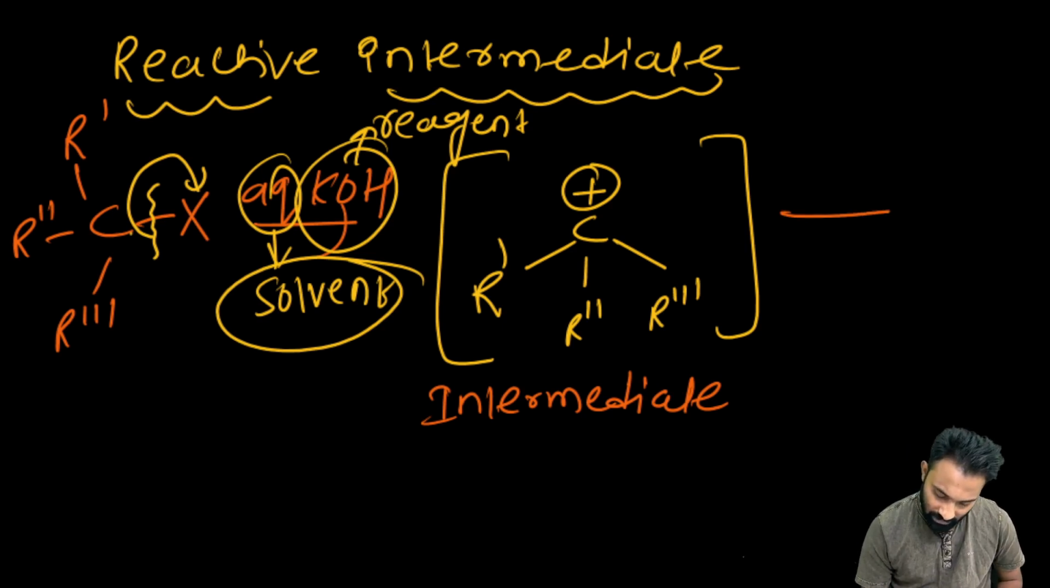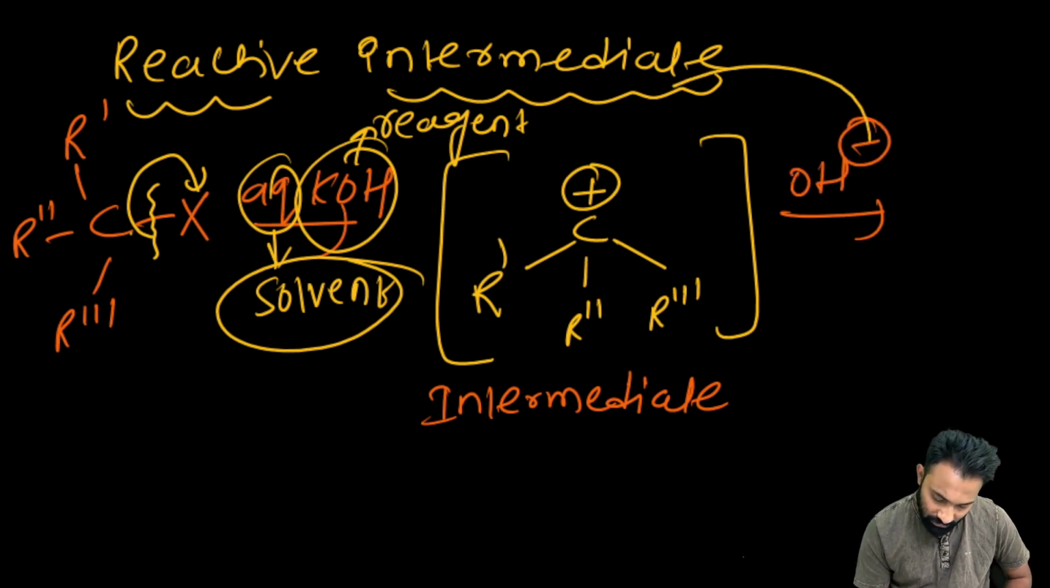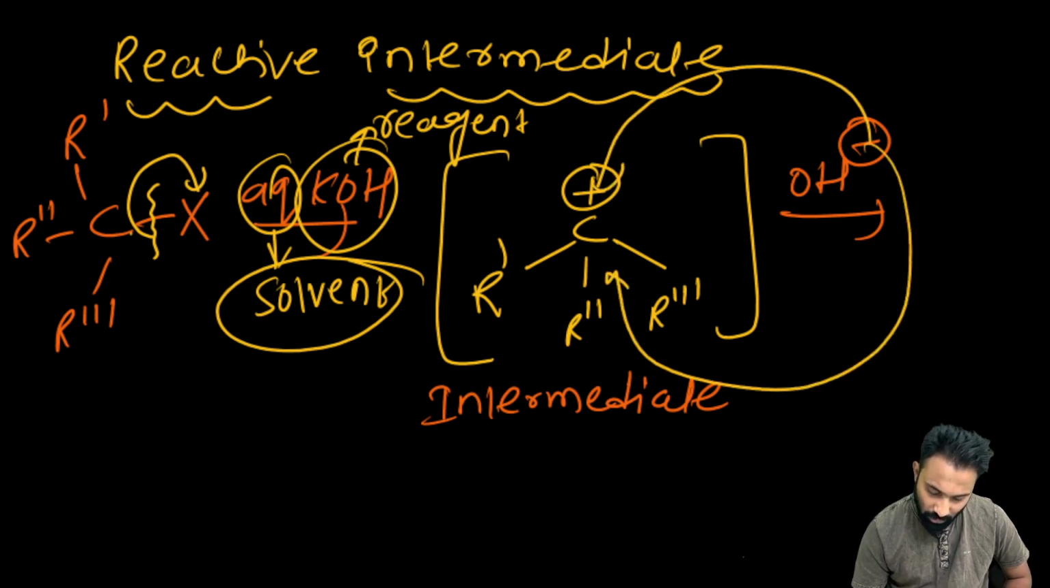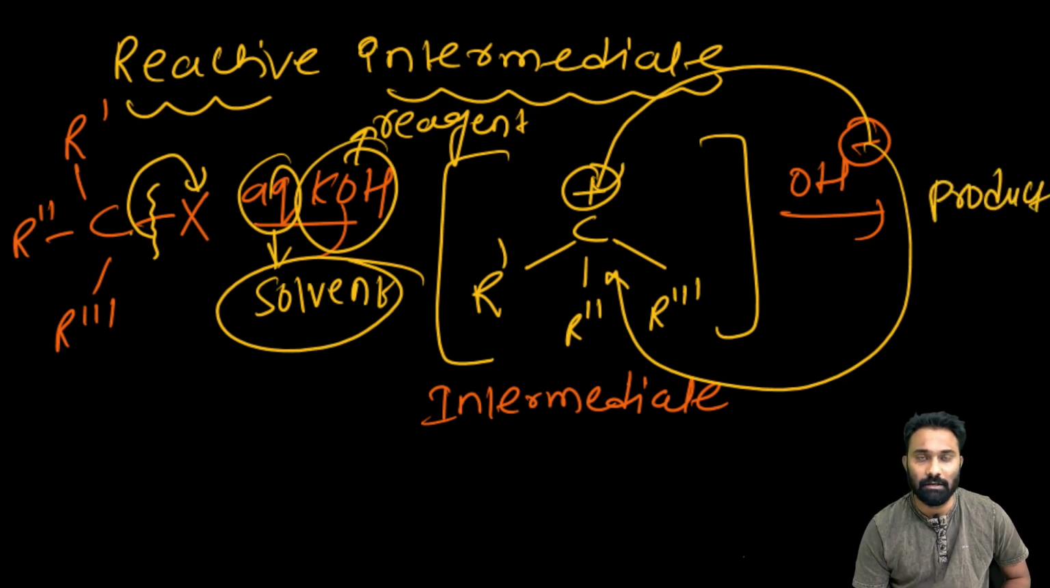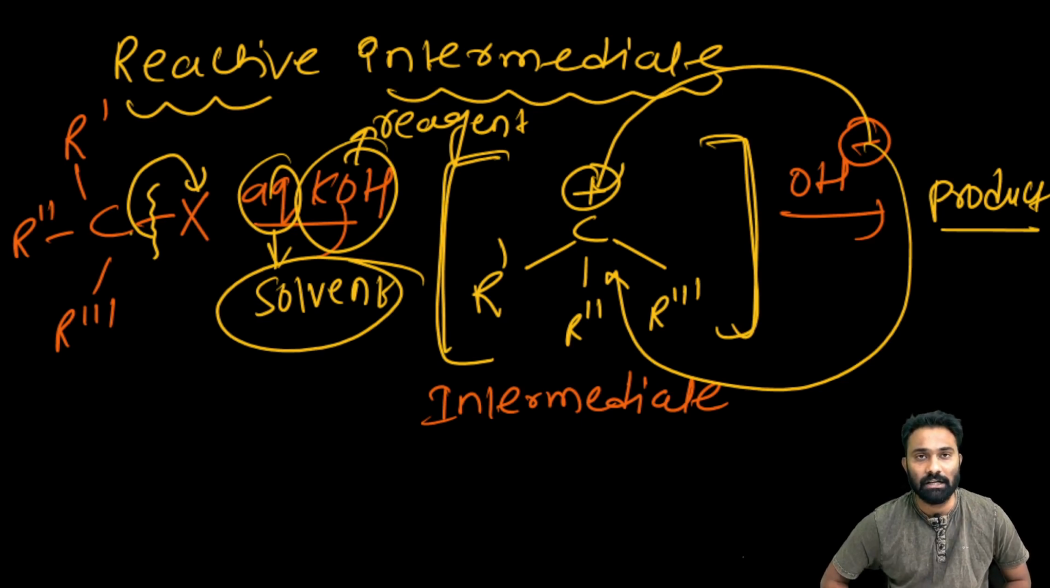Then after that we have one reagent, that is OH. This OH will go and attack from the above end, or it may attack from the below end, leading to the product. Whatever the product may be, let it be. But this is a reactive intermediate. In this reaction, one intermediate has been formed. Which intermediate? Carbocation as an intermediate is formed.